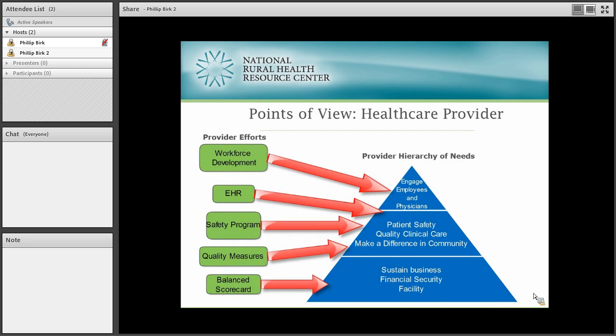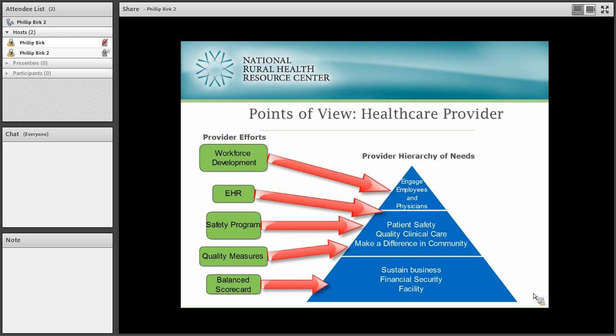Now let's think about the healthcare provider's hierarchy of needs. Yours may not be exactly the same, but I'll bet it's pretty similar. At the bottom, you want to sustain the business. You want to keep the hospital, the clinic, the home care organization around. That's important. Financial security. You want to make sure you have days of cash. You want to make sure that your facility is sound. And a lot of places will manage that using a balanced scorecard.